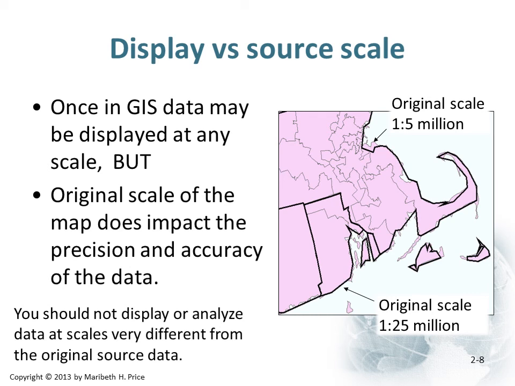Once GIS data has been created, it can be displayed at any scale, but the original scale does impact the precision and accuracy. Here we have the coastal area, and we're looking at the scale of it, and we have two different lines, and you can see how the scale generates a very different looking coastline.